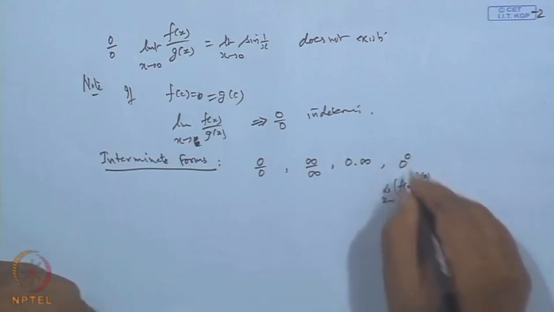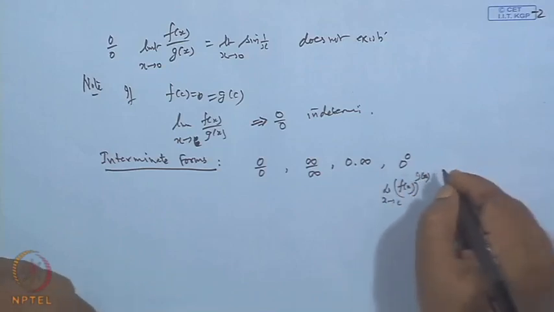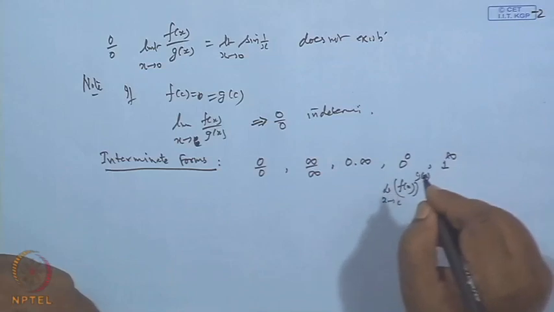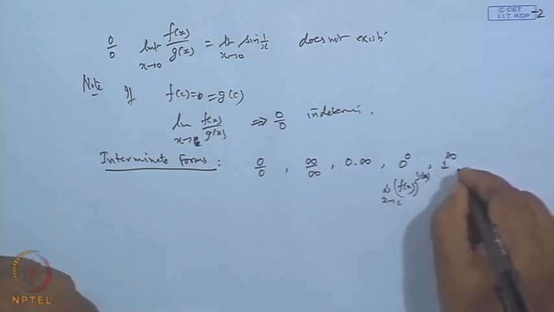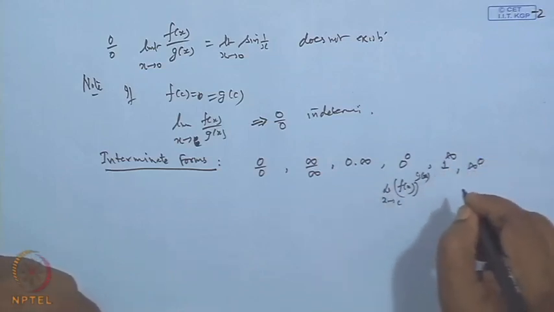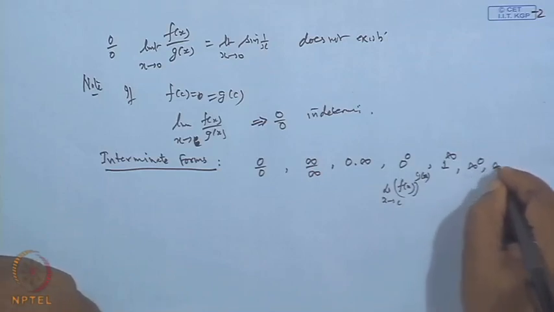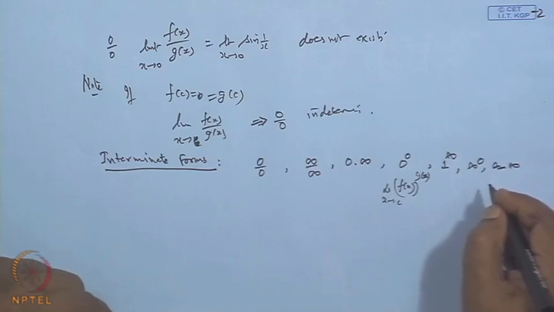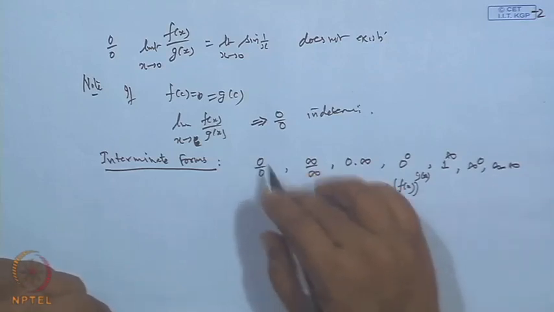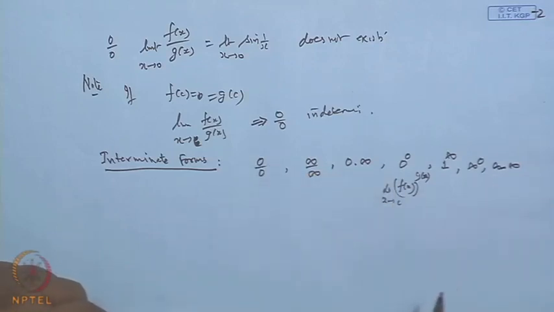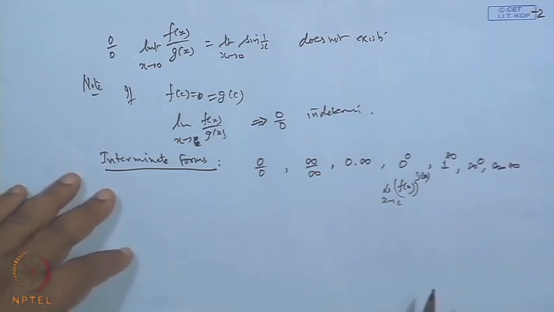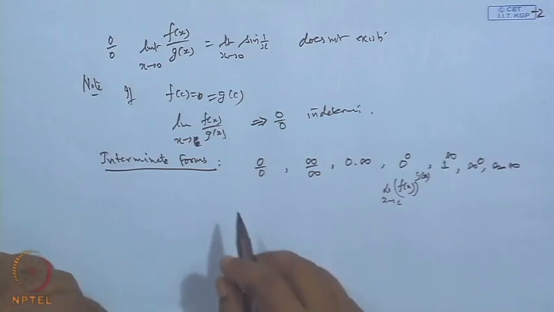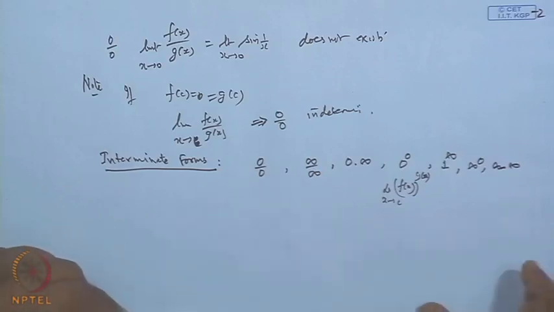If it is coming to be 0 to the power 0, then it is also considered an indeterminate form. 1 to the power infinity will also be taken as an indeterminate form, and infinity to the power 0 is an indeterminate form. Infinity minus infinity is also an indeterminate form. So, there are various types of situations where we can say the form which you are getting is an indeterminate form. To evaluate this type we require certain tricks.